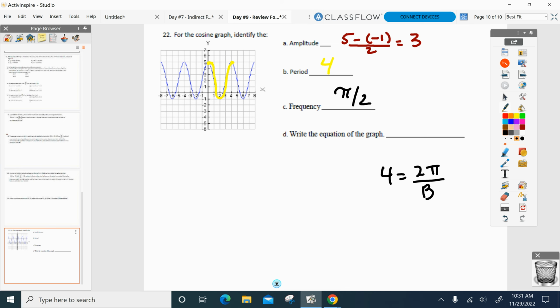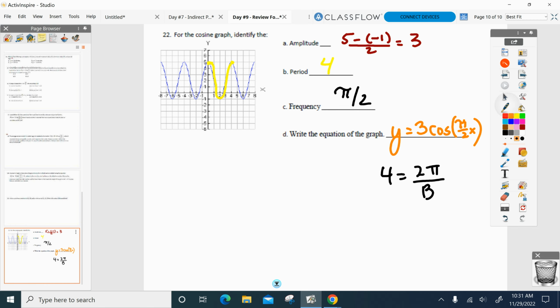All right, ready for the equation? Y equals, what do you got next? 3. What type of curve? Cosine. What goes in the parentheses? Pi over 2 x. Didn't ask for it, but take a look. It's going to have a C value, because this is what I was talking about. See how it goes up to 5 and down to -1, different values?